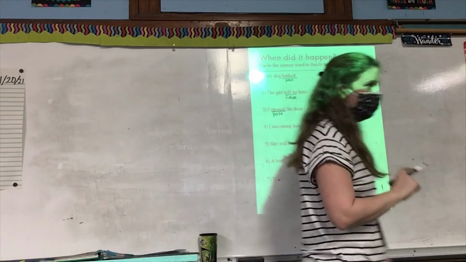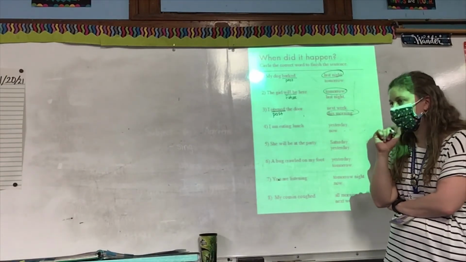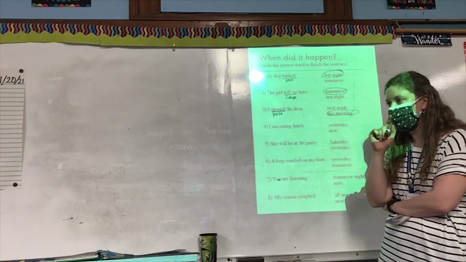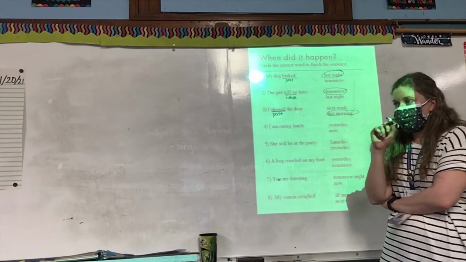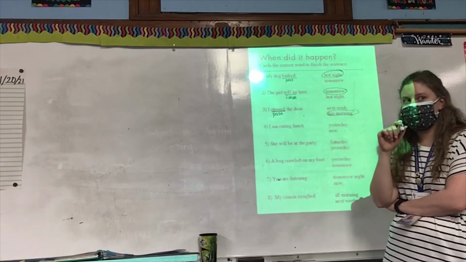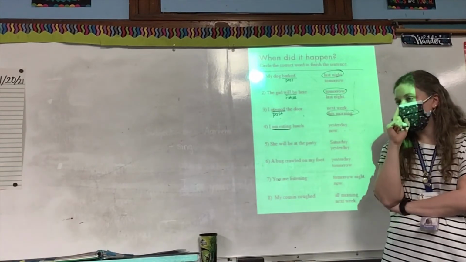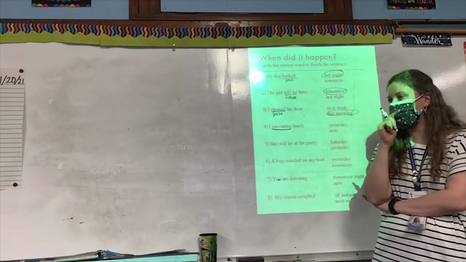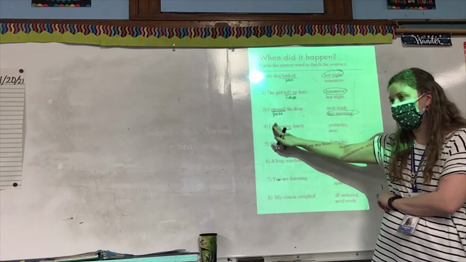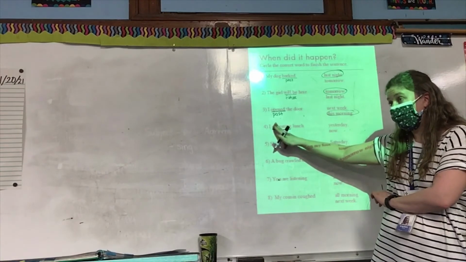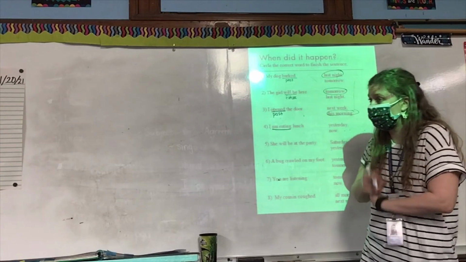Number 4, I am eating lunch. Aaron, what's the verb? Just eating? Think about our rules. Who can help her out? Colin? Am eating. Do you see why it's am eating, Aaron, and not just eating? Because would we say I eating lunch? Does that make sense, Aaron? No, we have to have that word am. So am is part of our verb. So what's the verb, Aaron?